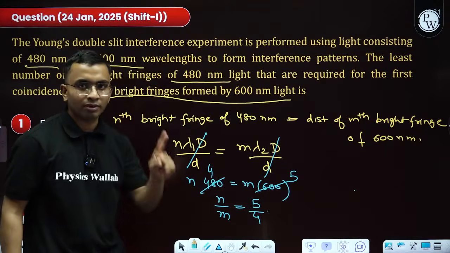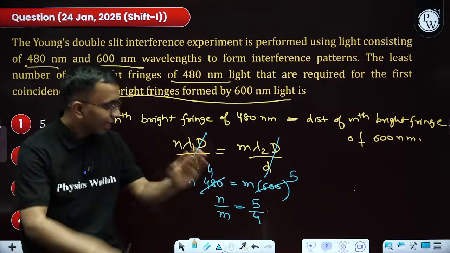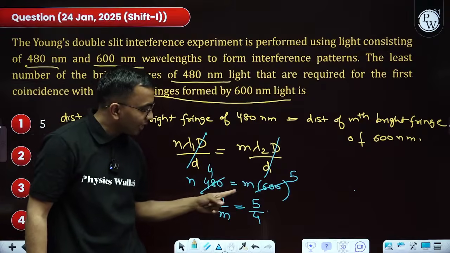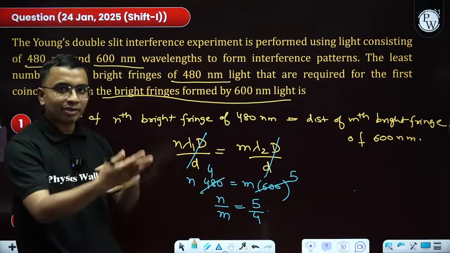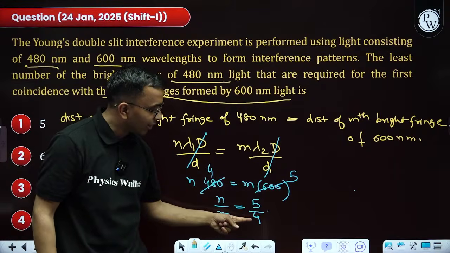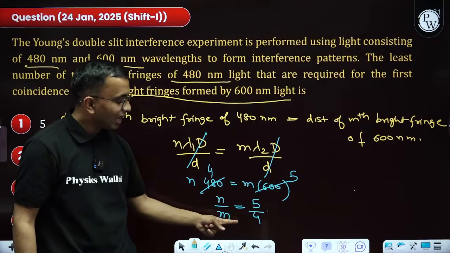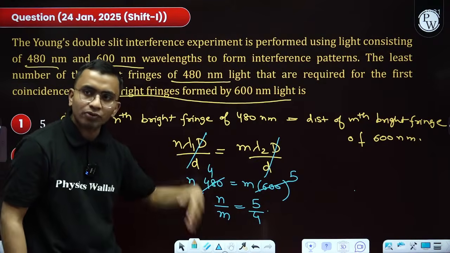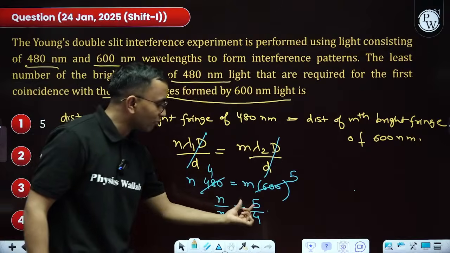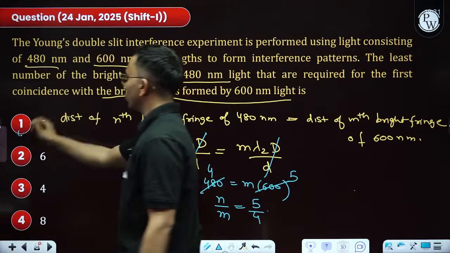4 and 5. One time they will coincide; next time they will coincide when n is 10, m is 8. Next time, n is 15, m is 12, multiple of 3, multiple of 4, like that they will keep on coinciding. So first time coinciding means n has to be equal to 5. So the first option is the correct answer.